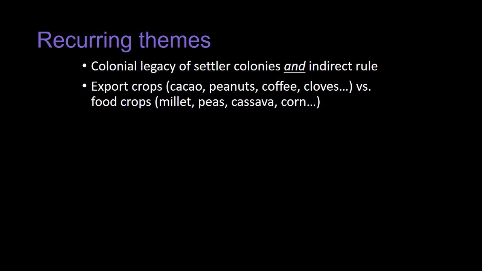There's a lot of similar export crops, but again, these are large crops that are not consumed by local populations. Cacao, for example, which they use to make chocolate, peanuts, coffee, cloves, versus local crops, or I should say crops that people use to consume locally within the country. So millet, which is like sorghum, peas, cassava, also known as yucca. I think some people might call it yucca in the States. It's a root, kind of like a potato, starchy. Corn as well.